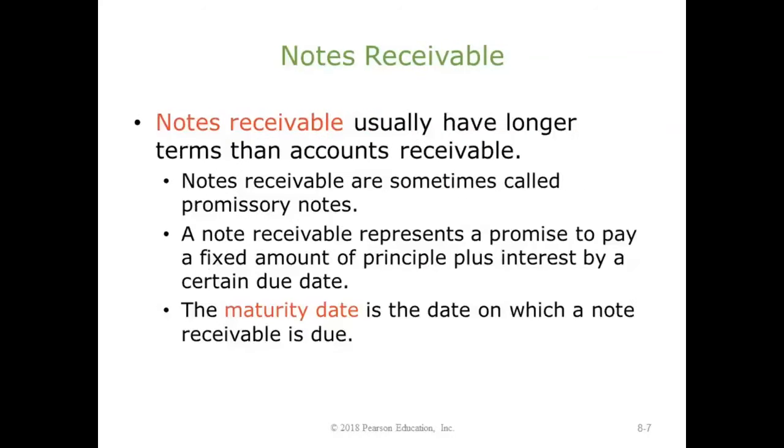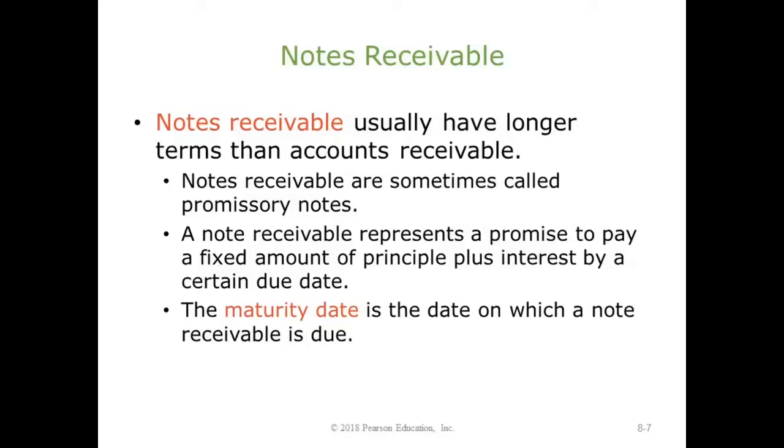Now, a note receivable is a little bit different. A note receivable is going to have a longer time period than an accounts receivable. Sometimes notes receivable are called promissory notes, and the reason is that both parties have to sign a note or an agreement where there has to be a principal amount, the amount that's due, plus any interest that's due by a certain due date. So what you need on a note receivable is the actual principal balance, an interest rate, and how long the note is going to be outstanding.